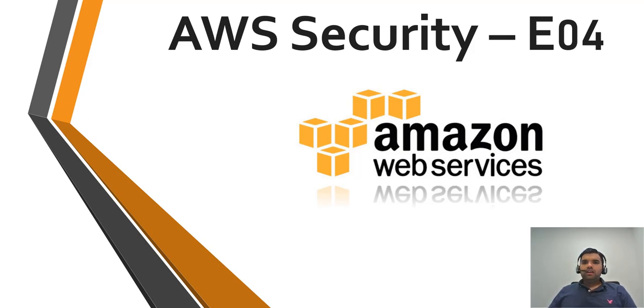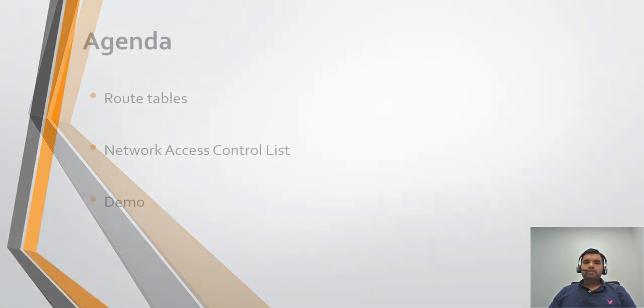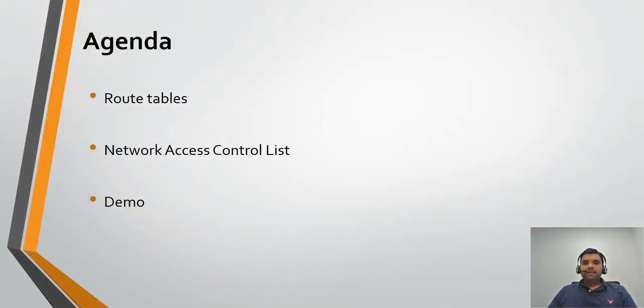So in this episode, our agenda is going to be pretty straightforward. We'll talk about the route tables and the network access control list, and I'll show you a demo of where to find the route tables, how to configure those, and where to find the network access control list.